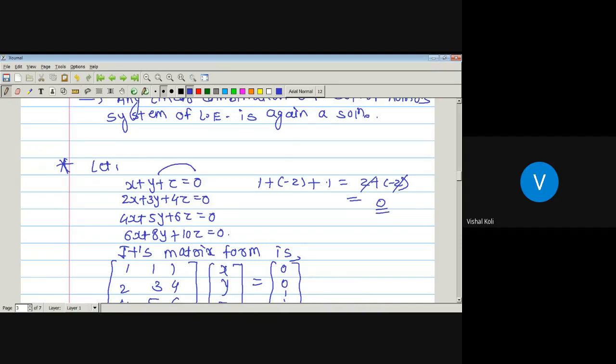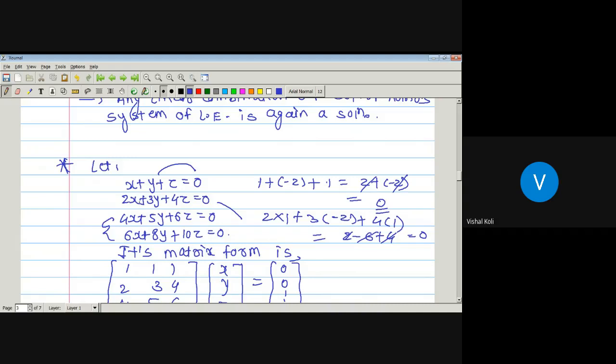So LHS must be equal to RHS. Similarly for the second one also, 2 into x value 1, plus 3 into y value minus 2, plus 4 into z value 1, which is 2 minus 6 plus 4. The 2 plus 4, and 6 minus 6 cancel, and it is equal to 0. Similarly, it satisfies the third and fourth equations.